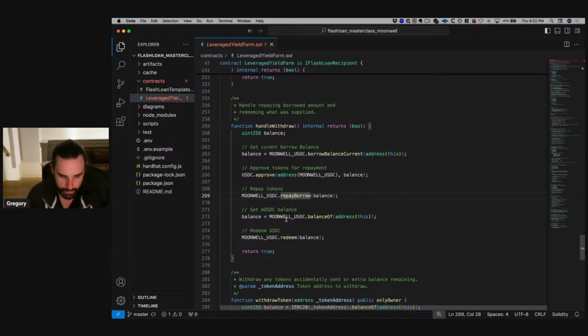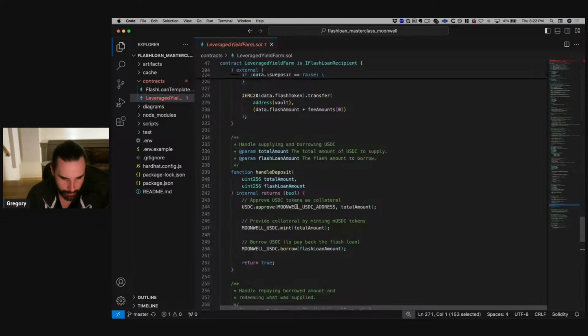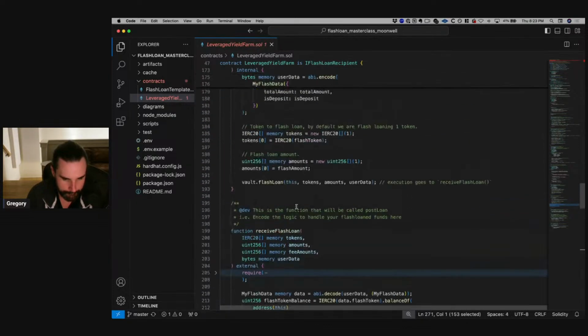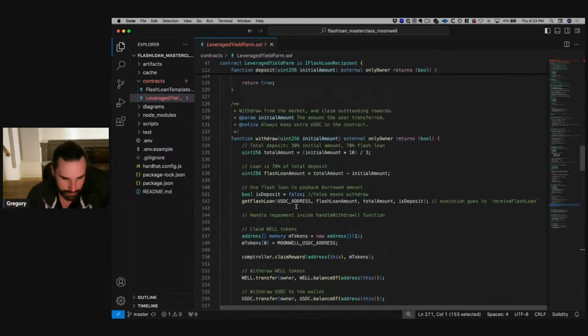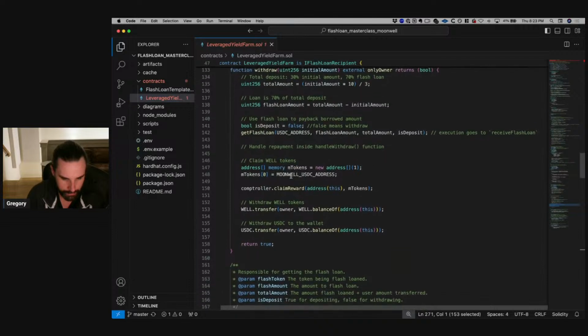All right. And then we get the balance of the Moonwell USDC. Oh, sorry, that's what happens here. Sorry, we get the balance of Moonwell USDC. We repay the borrow. We can repay the borrow and then also get the money back by redeeming it. Okay, sorry, there was an extra step there. Okay. So after handle withdraw, there's a couple more lines inside of the withdrawal function.